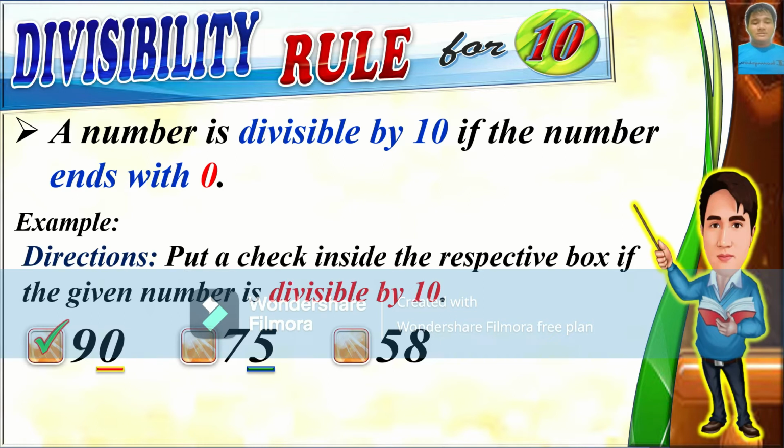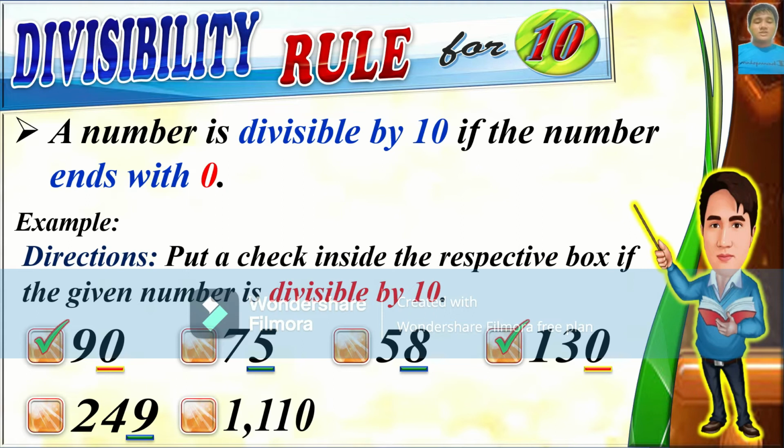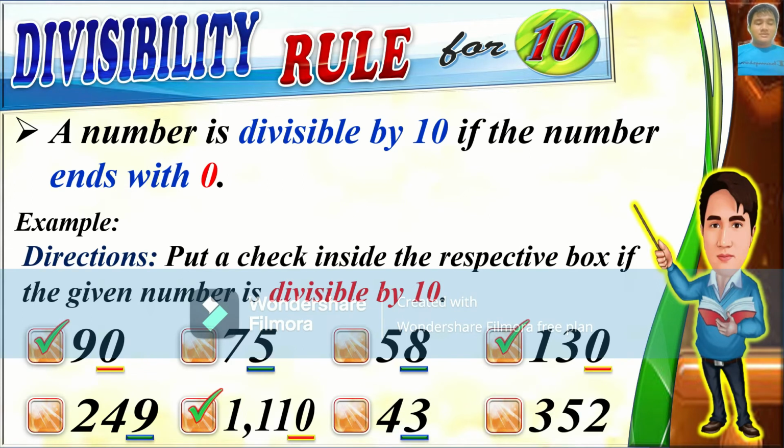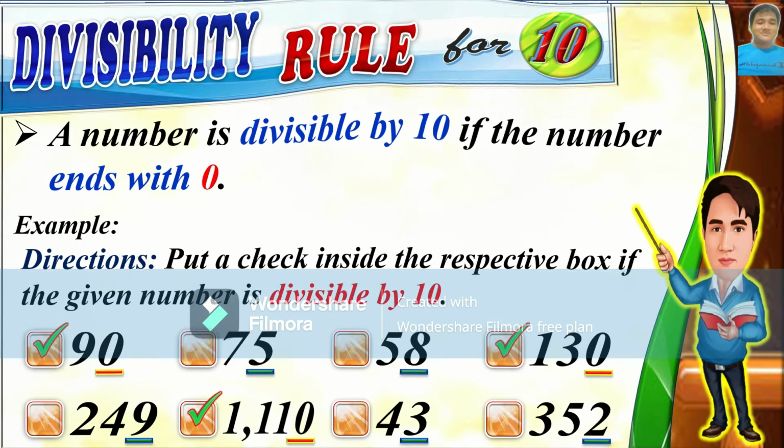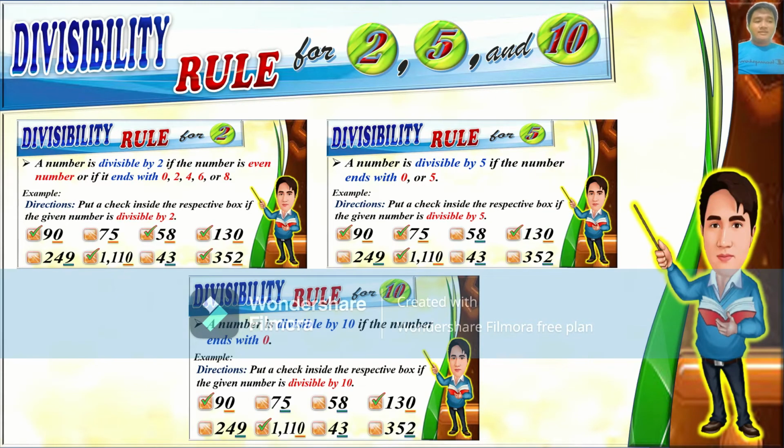Is 58 divisible by 10? Of course not. Is 130 divisible by 10? Of course yes. Is 249 divisible by 10? Of course not. Is 1110 divisible by 10? Yes, of course. Is 43 divisible by 10? Of course not. Is 352 divisible by 10? Of course, no. As you can see, there are numbers that are divisible by 10 that are also divisible by 5 and 2.